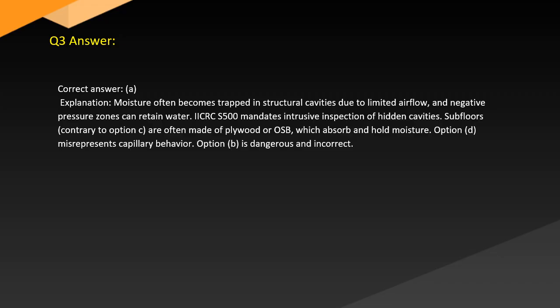Subfloors, contrary to option C, are often made of plywood or OSB, which absorb and hold moisture. Option D misrepresents capillary behavior. Option B is dangerous and incorrect.